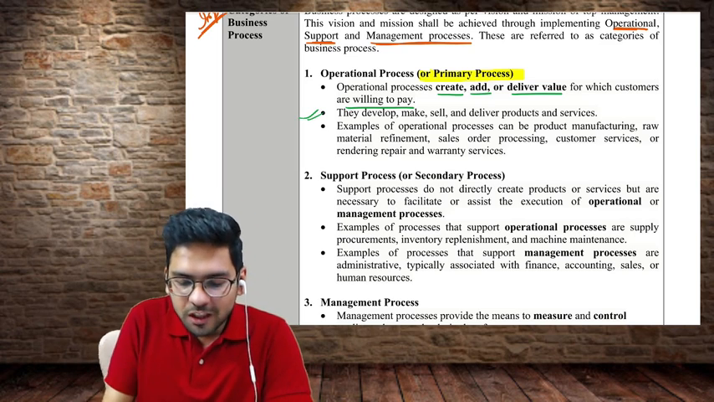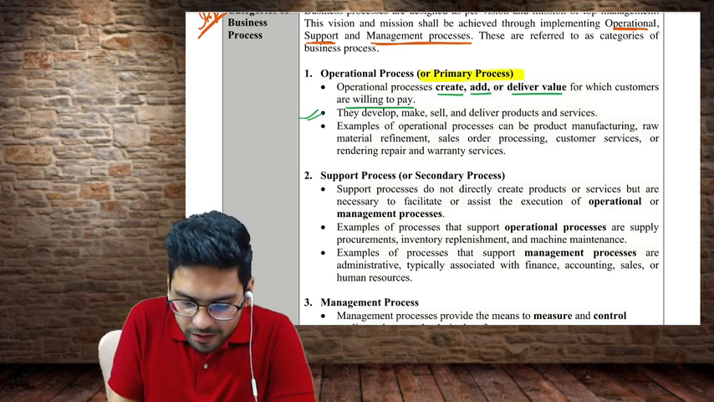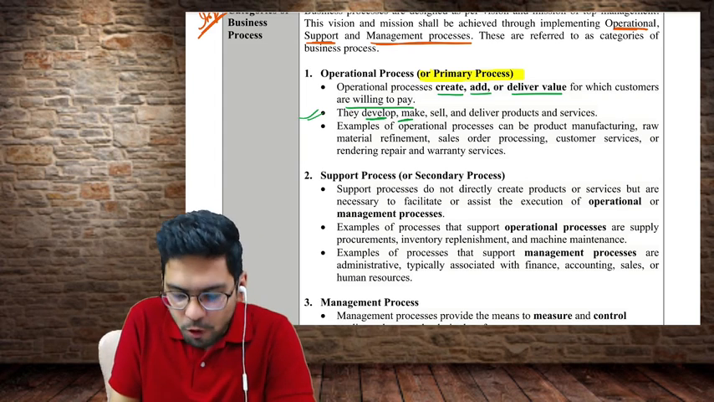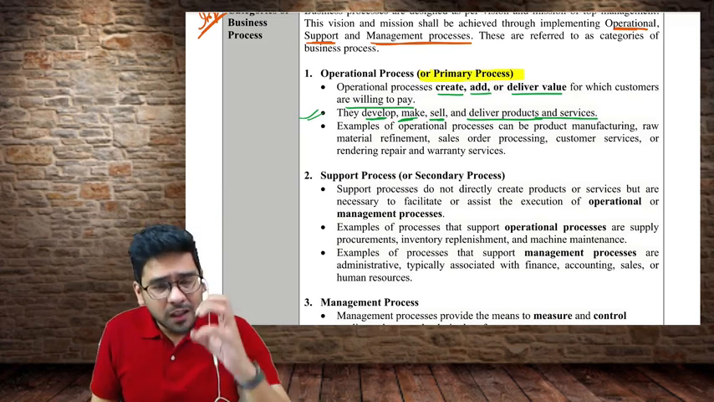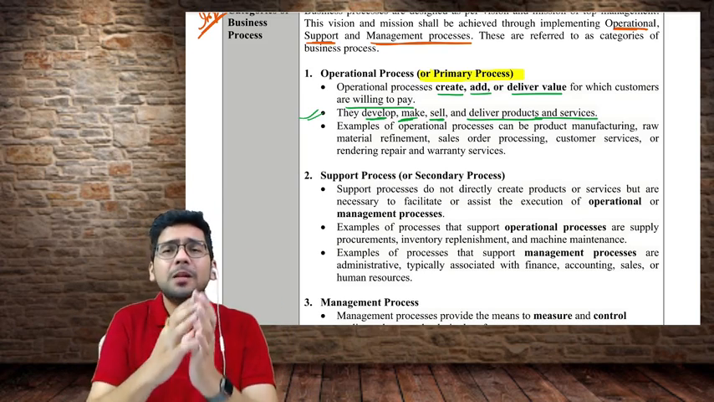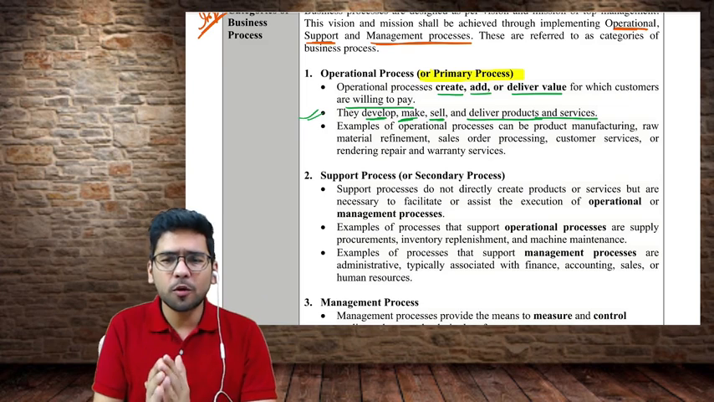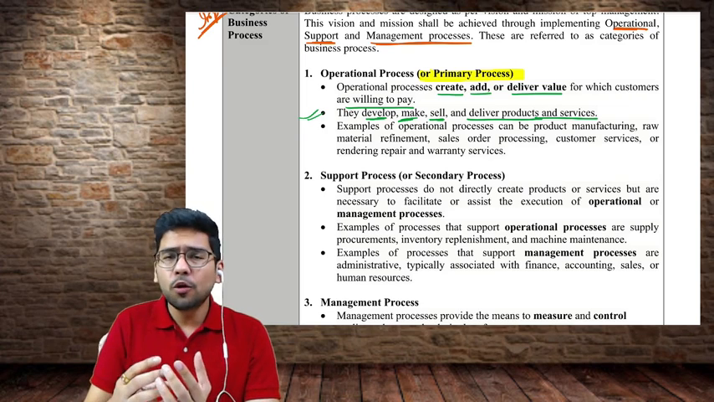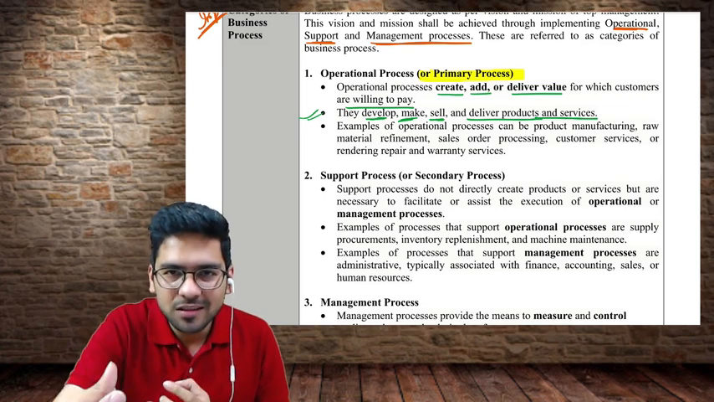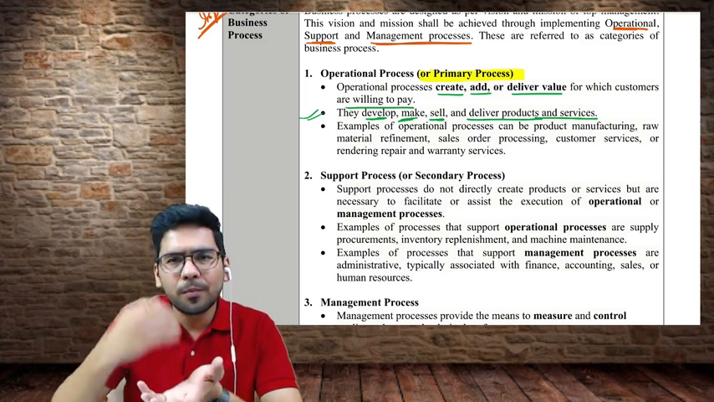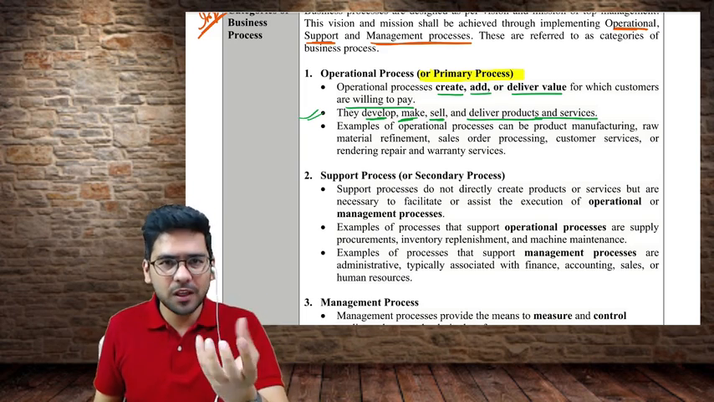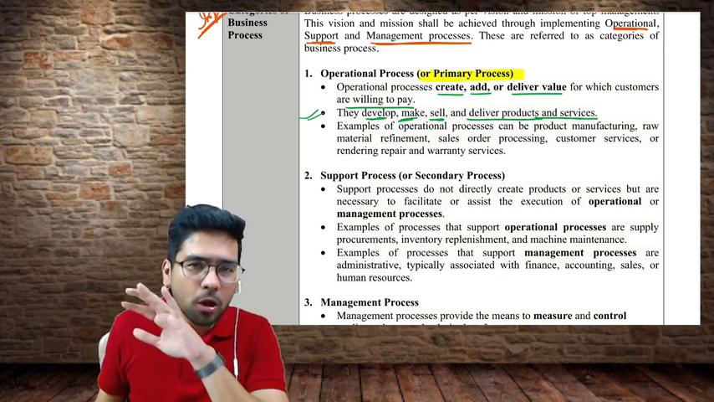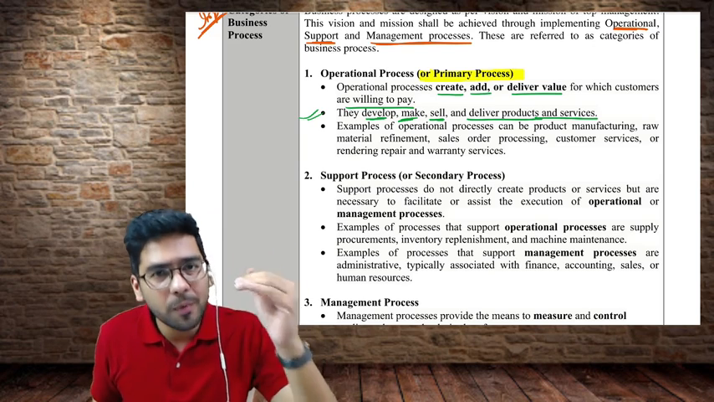Because of these processes, you develop or manufacture a product, then you sell it and you deliver the products and services. All those processes which help in creating something, all those processes which convince the customer so he buys a product and pays for it. So something which helps in creating something or delivering value to the customers, all these processes will come under the operational process.